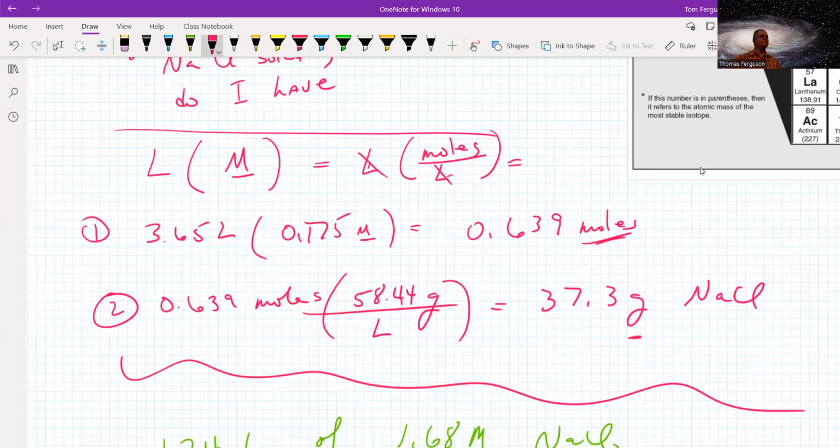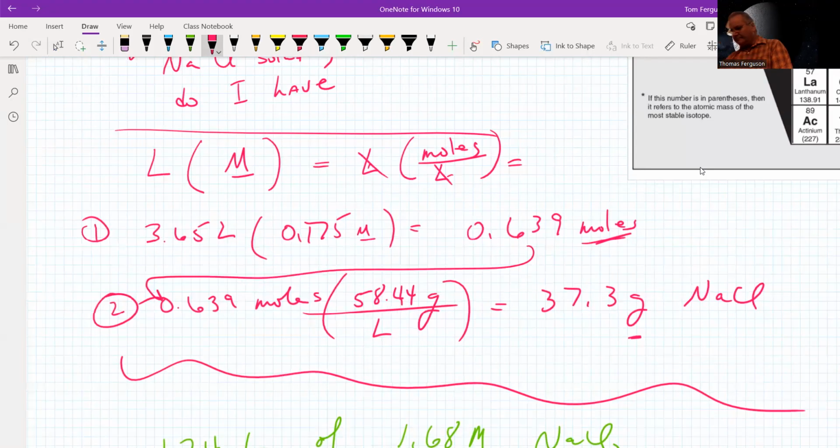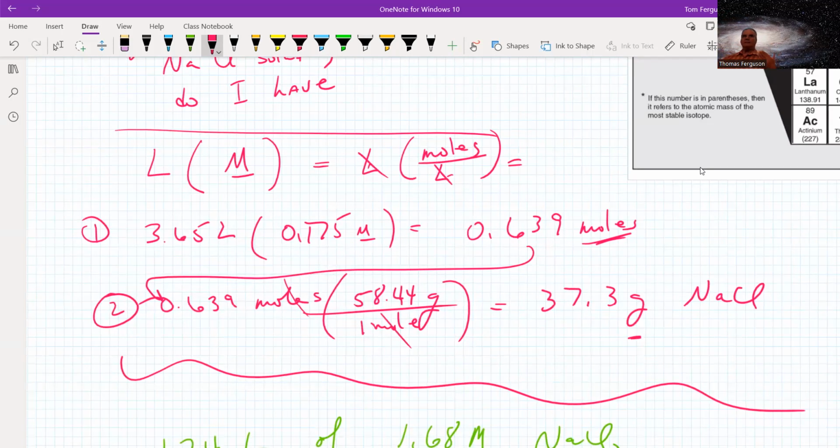First thing we're going to do is calculate moles. So we've got the volume, 365 liters. We've got the concentration, 175 moles per liter. We multiply those together, we end up with moles. Okay, now we have moles. Once we have moles, now from the periodic table, we're going to get grams.